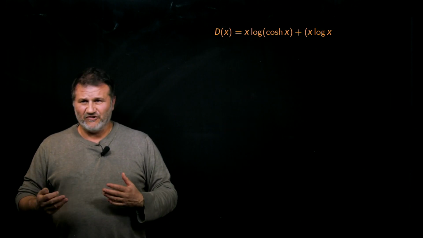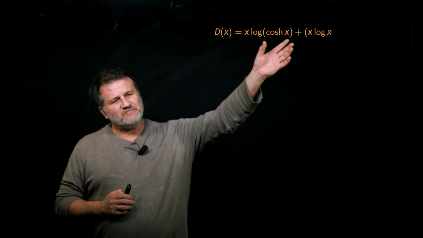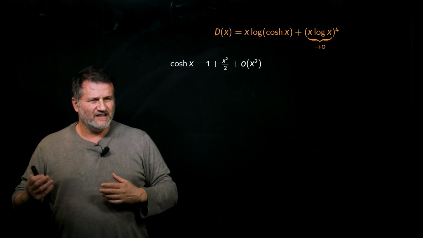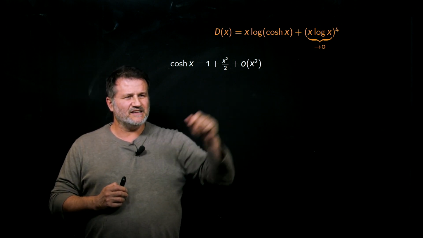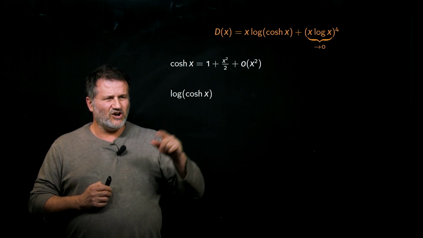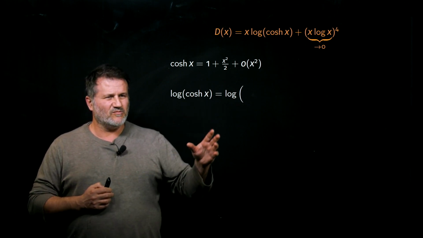We now do the same for the denominator. We have the first part here, which can be treated in the same way we have done with the numerator. So we start writing the expansion for cosine. We plug into the formula: log of cos x equals log of this.